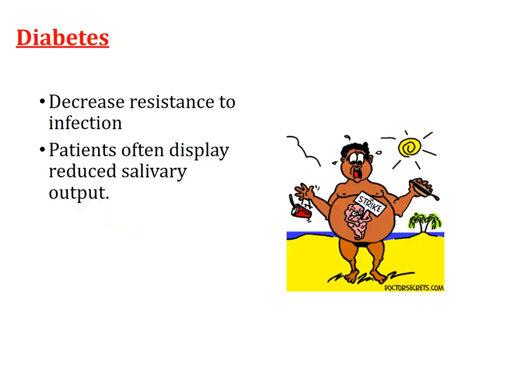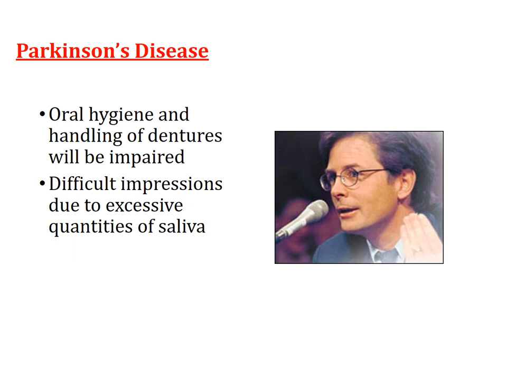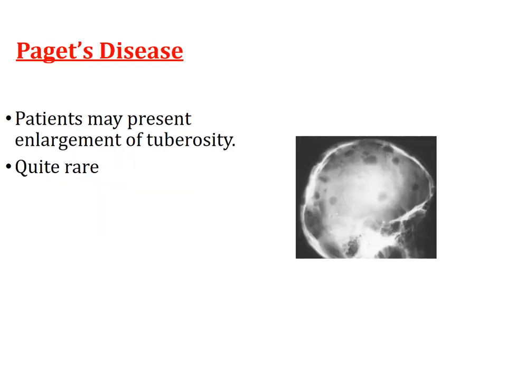And next is diabetes. Again, diabetes is the same thing we discussed in the last lecture. And then the same with arthritis, and Parkinson's disease, which causes lack of neuromuscular coordination, and Paget's disease. This will result in bouts and episodes of bone resorption and bone deposition. So the patient may complain of the denture becoming tight, or the denture becoming loose. This is something which you have to take into consideration.